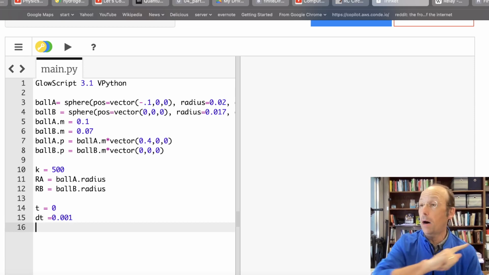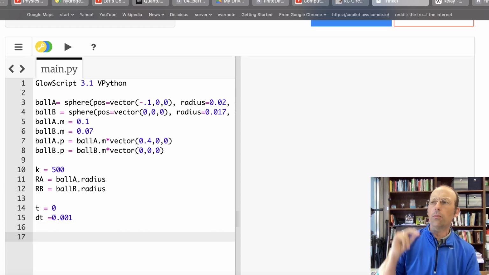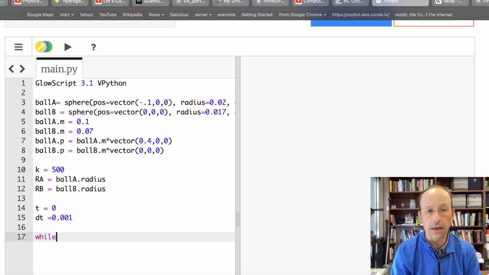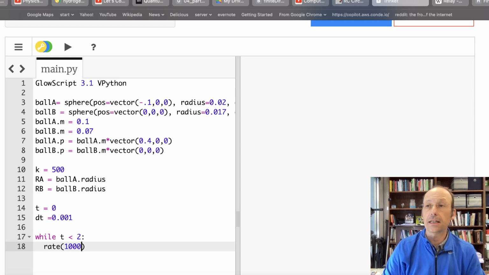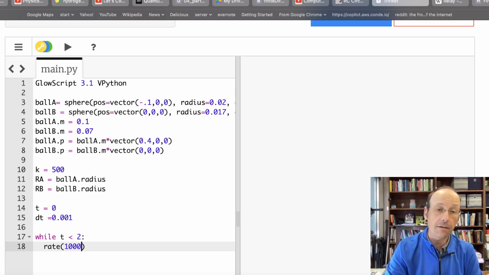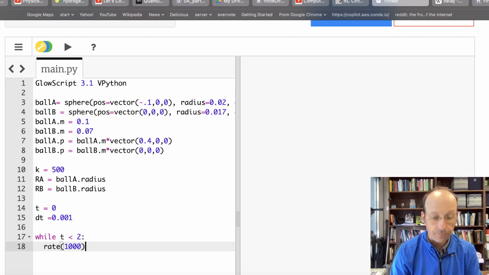And now I'm just going to model them moving past each other, and that's it. And this is a good idea to do, right? You want to kind of get things started and make sure things are working before you do anything complicated. So let's say while t is less than 2, it only takes half a second to get there. Rate 1,000. So remember, this line says don't do more than 1,000 calculations per second. And since I have a time step of 0.001, this would be in real time.